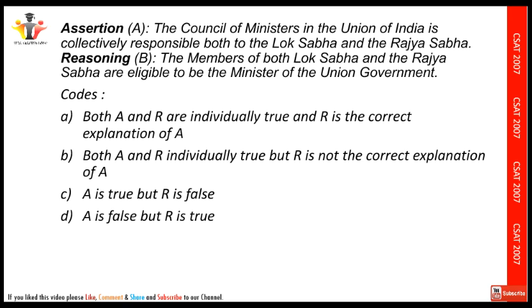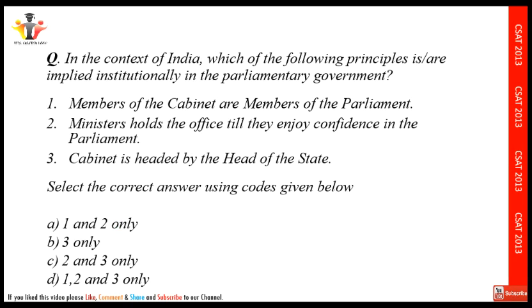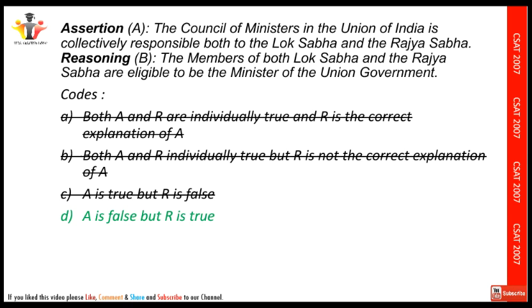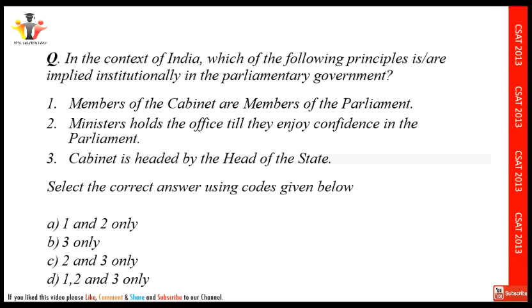Here is the assertion reasoning that has been asked in CSET 2007. The assertion is the Council of Ministers in the Union of India is collectively responsible to both the Lok Sabha and Rajya Sabha. We have seen in the previous slide that the Council of Ministers in the parliamentary form of government is only responsible to Lok Sabha, not to Rajya Sabha. And the members of both Lok Sabha and Rajya Sabha are eligible to be members of the union government. So statement A is false and statement B is true.